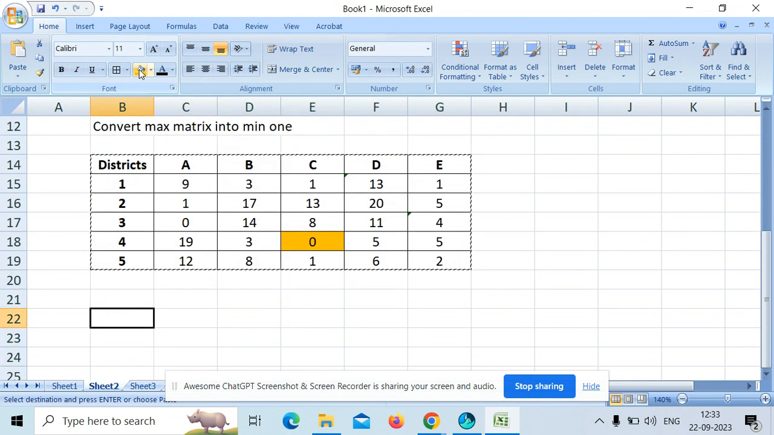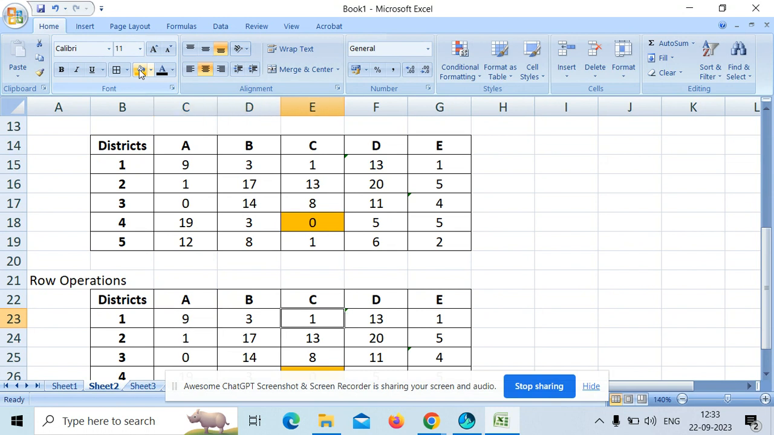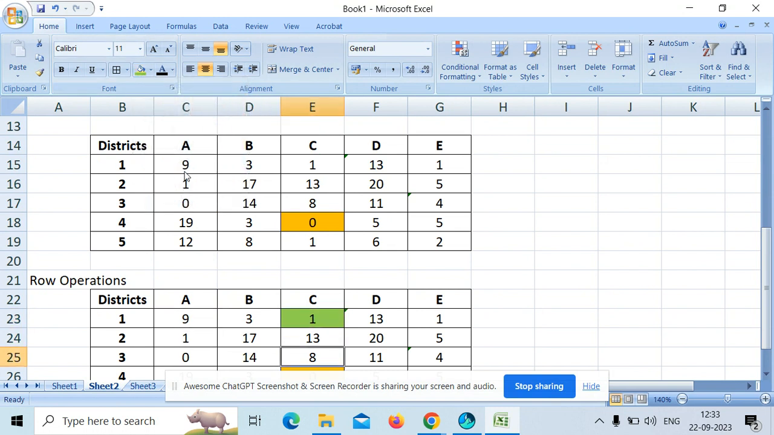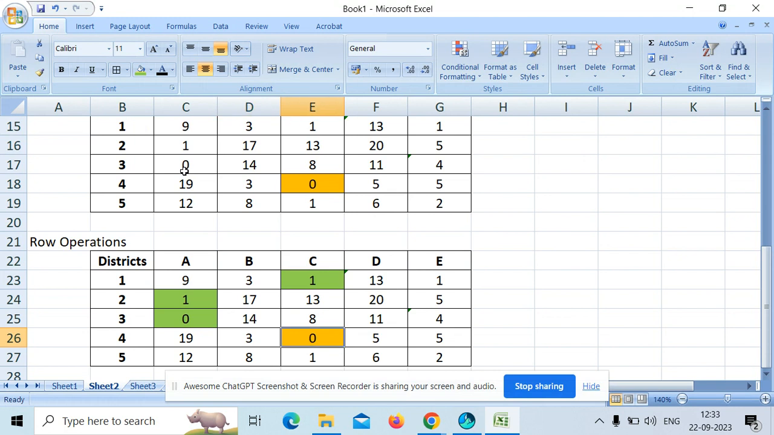Now you start your row operation, column operation. So on this, I'm supposed to go for row operations. How to go for row operations? Identify the smallest number in each row and subtract it from that row.